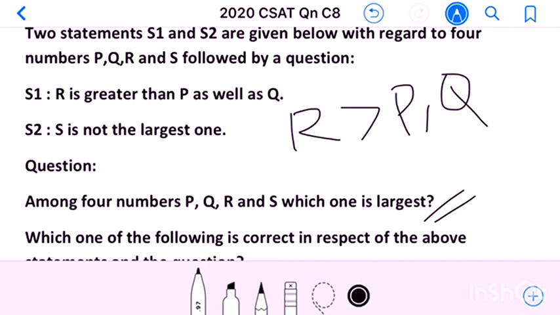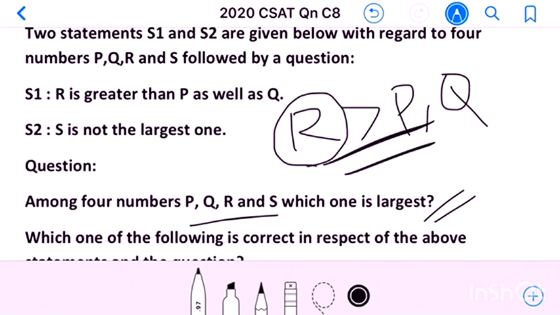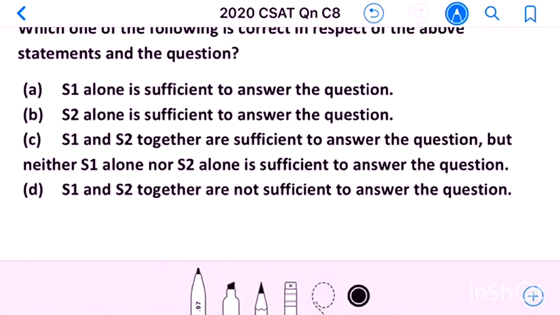Then see the second statement. S is not the largest one. Among these three, R is the largest. Then it is said that among all these four, S is not the largest one. That means R is the largest one. So to answer this question, both statement 1 and statement 2 are required. So our answer is S1 and S2 together are sufficient to answer the question, but neither S1 alone nor S2 alone is sufficient.